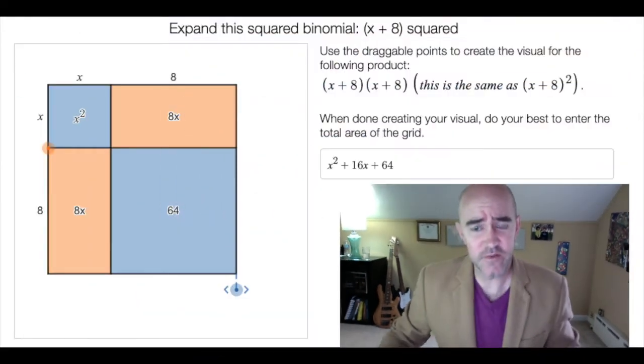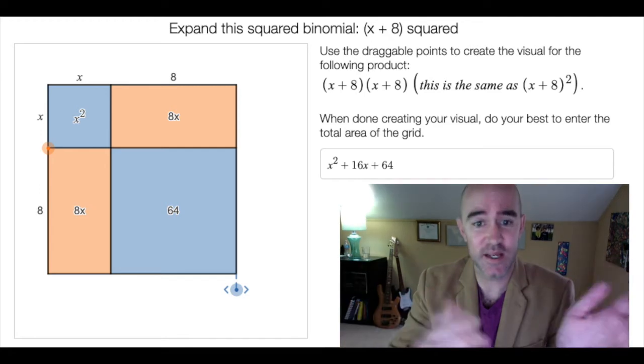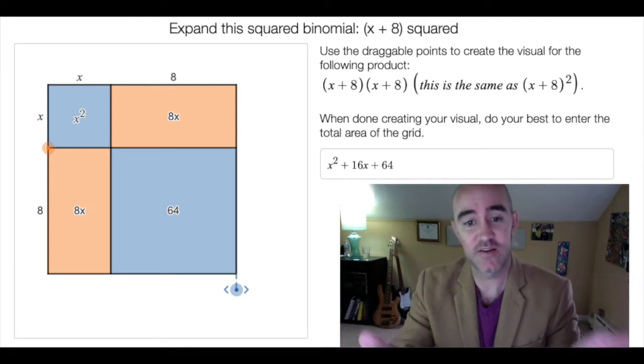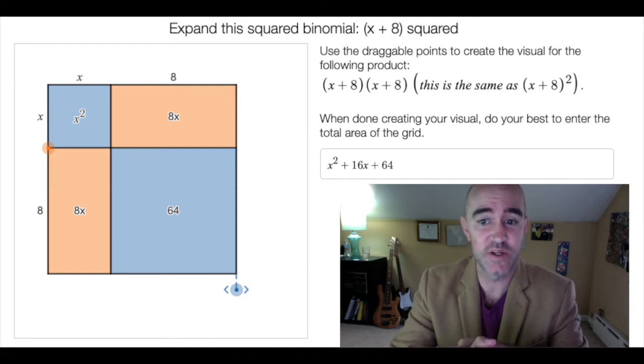All right, so for the first problem in Desmos, I had x plus 8 times x plus 8, and I showed that on my screen like this. And I found that the answer was x squared plus 16x plus 64.